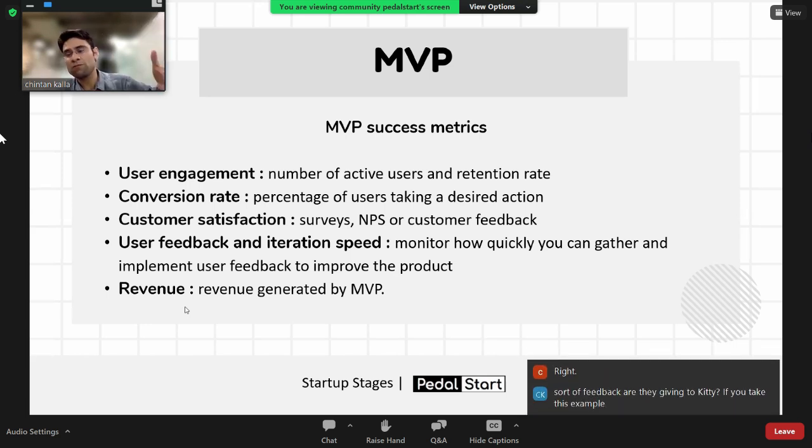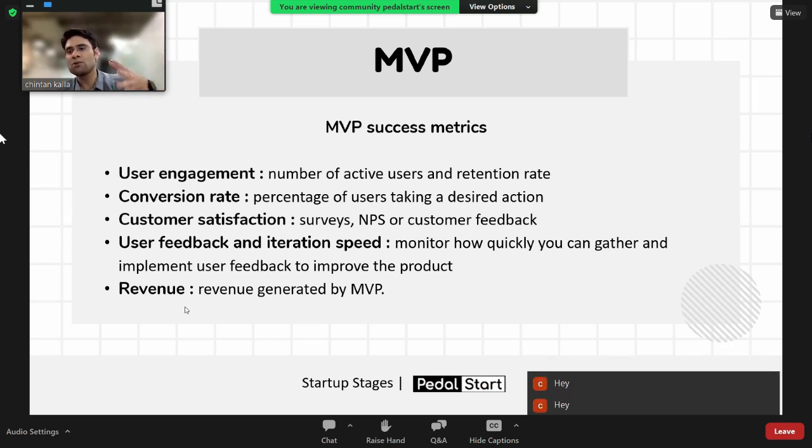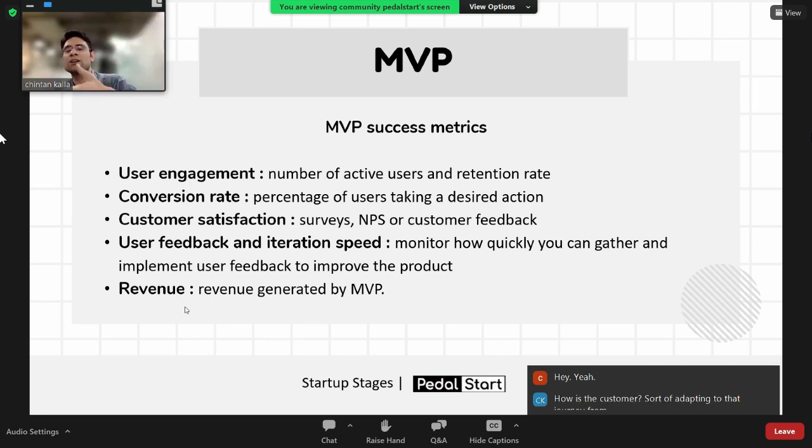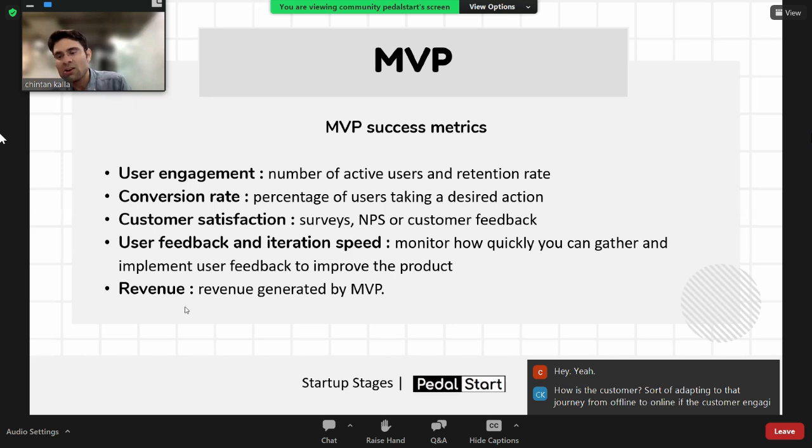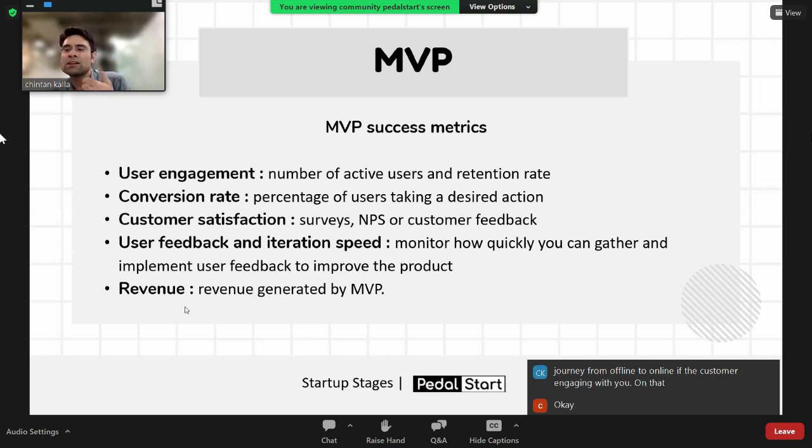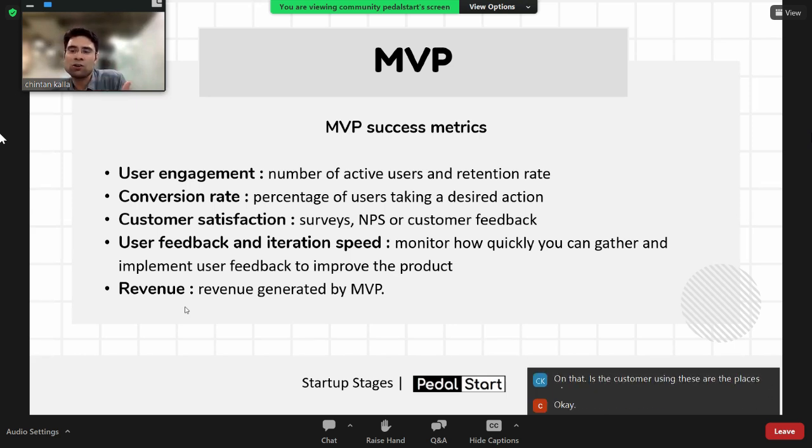Because you moved from a purely offline thing to an online thing, you built a product. So how is the customer adapting to that journey from offline to online? Is the customer engaging with you on that MVP? Is the customer using it? These are the places where, if you are an online product, your MAU, monthly average usage, and DAU, daily average usage, come into the picture.